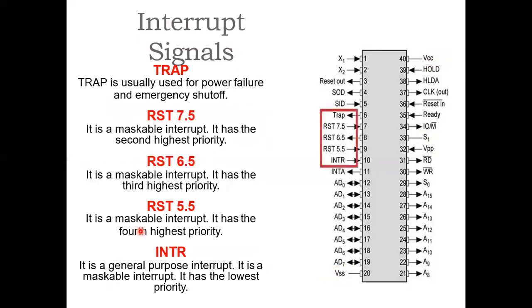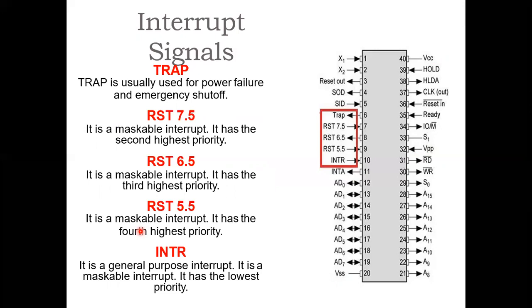Okay, let's see the important interrupt signals of the 8085. First we need to know what an interrupt is. An interrupt is an unwanted signal which interrupts the main program. Unwanted signal or high priority signal, like that we can say.